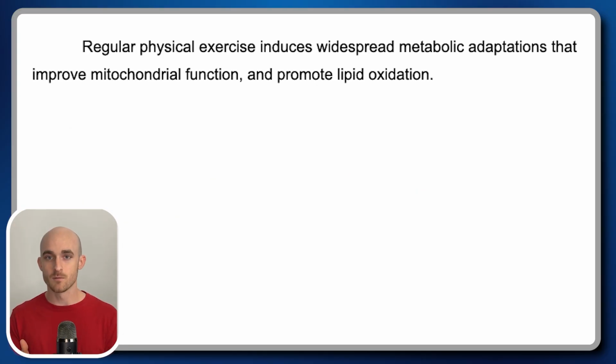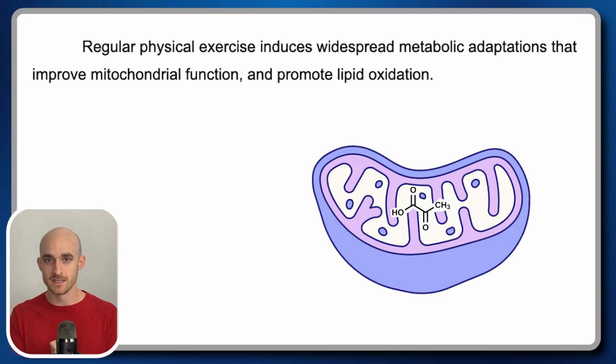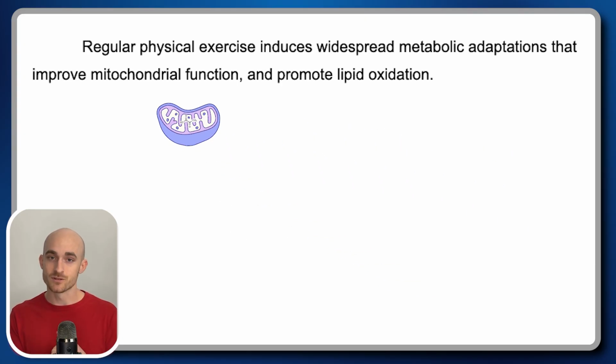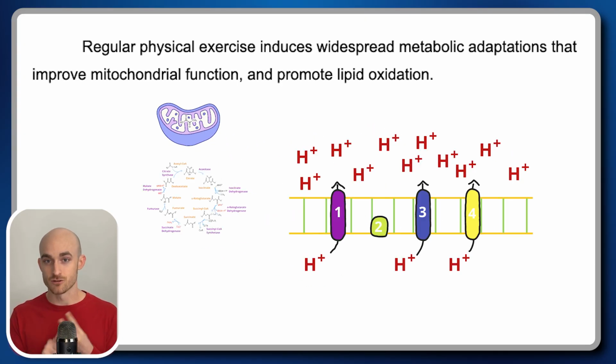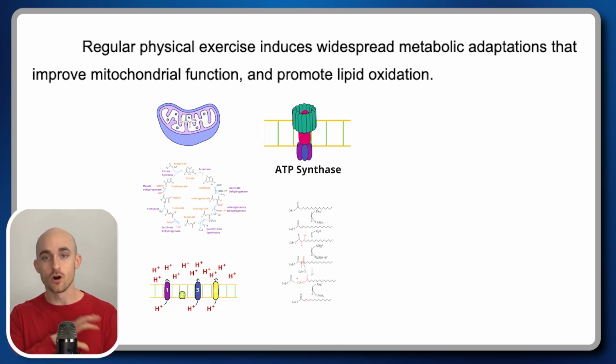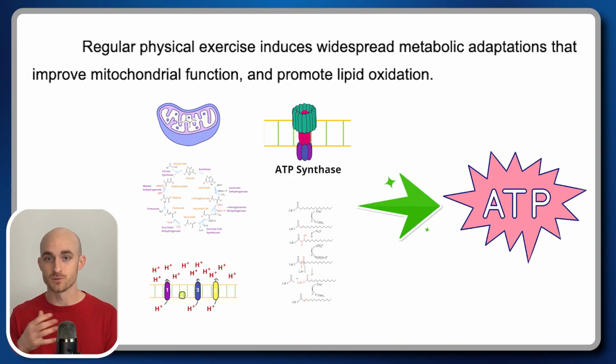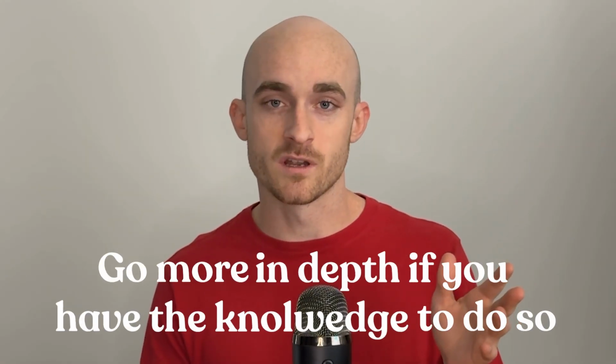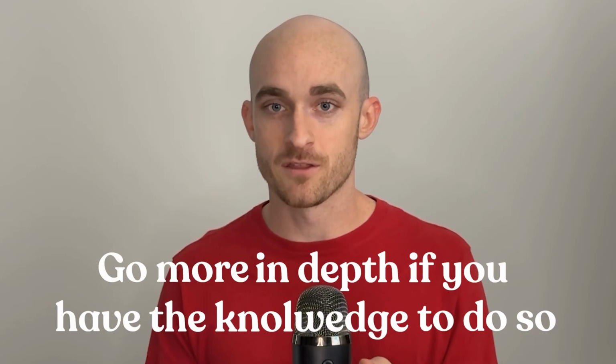Some ideas that I can come up with based on my own background knowledge is that maybe it improves the transport of pyruvate into the mitochondrial matrix. It might increase the activity of the Krebs cycle, the electron transport chain, ATP synthase, or fatty acid oxidation, all of which would increase the availability and production of ATP. And I'm going to stop here because I think we've covered a lot of the good high yield content, but based on your own background knowledge, you might be able to expand more on this and talk about more biochemical pathways that could explain how the mitochondria is improving its function as a result of exercise.